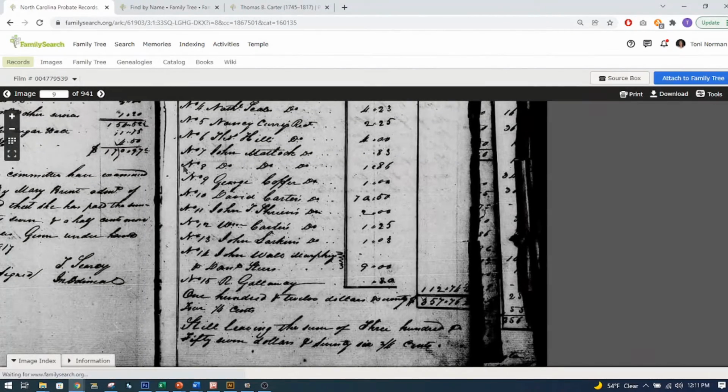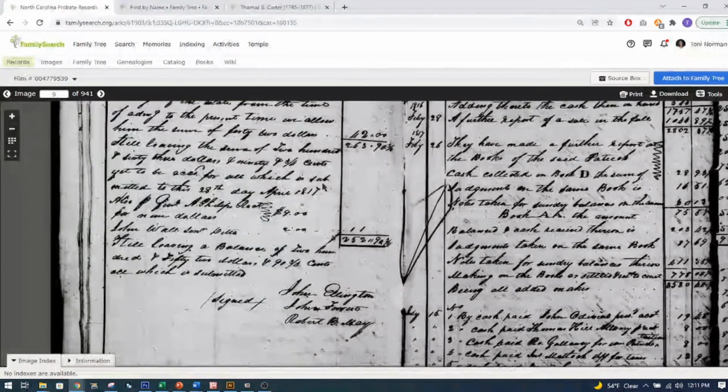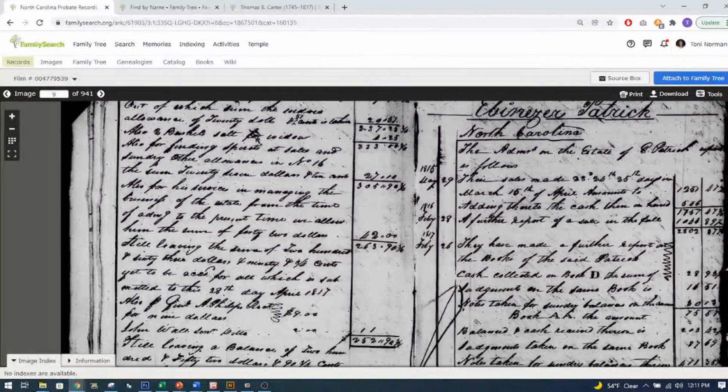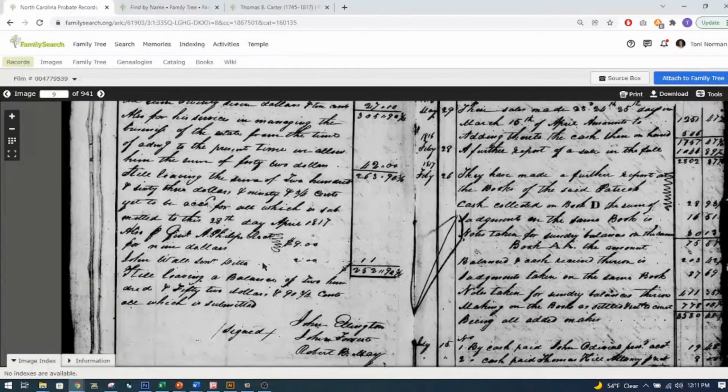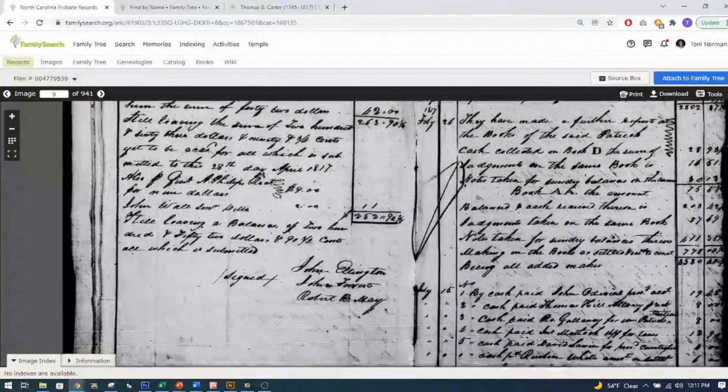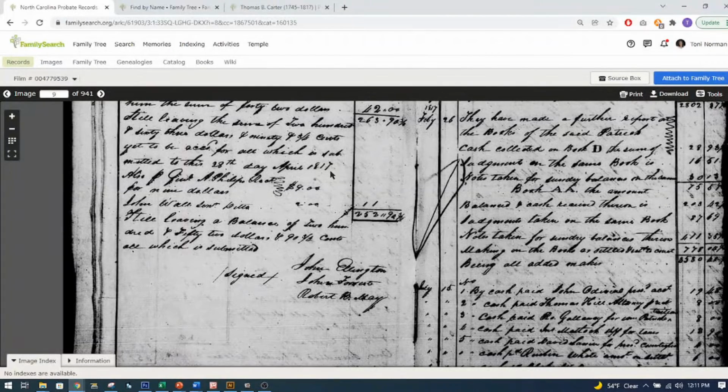let's see if it goes on to the next page. Amount brought over, so this is continuing that account. And oh, here we go. 28th of April 1817. It says he died in December. So he died before this date. So it wasn't December, it was probably December of 1816.